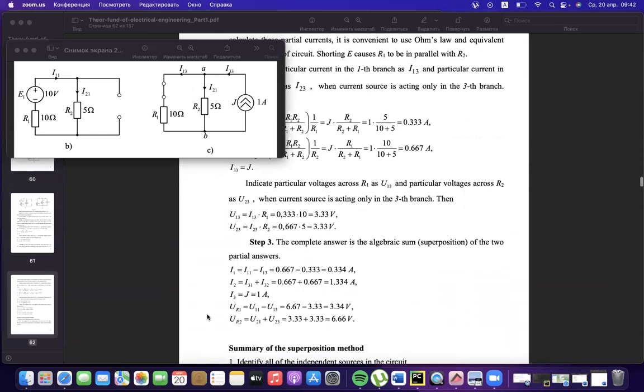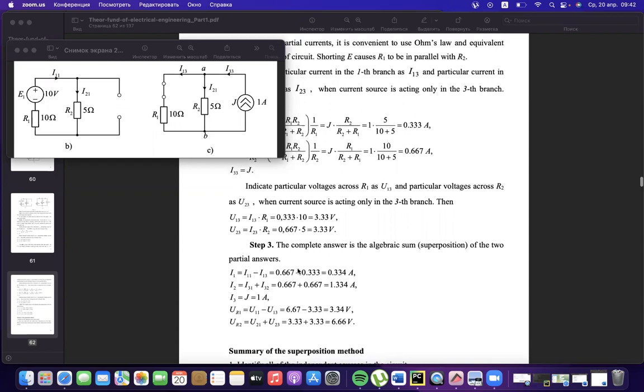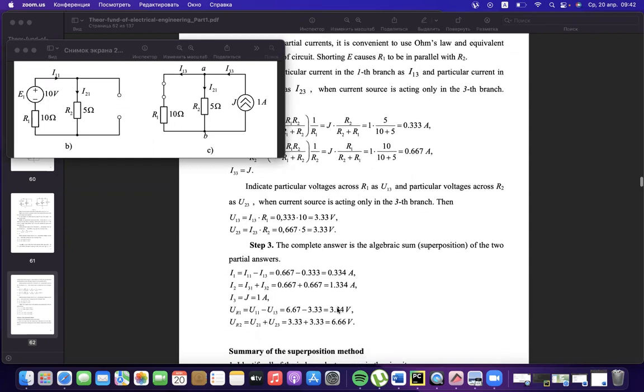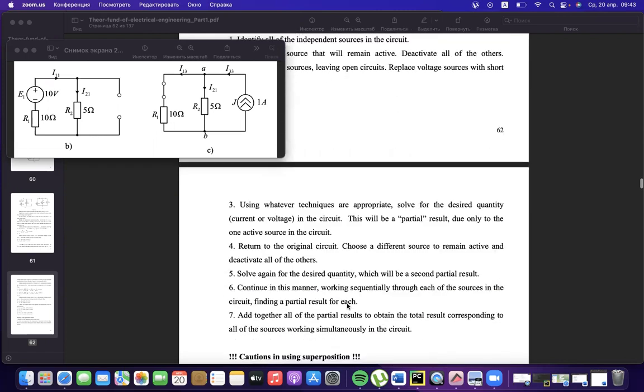The same about voltages. We could add voltages on each resistor depending on the direction. For the first resistor, 1 voltage has opposite direction because of opposite direction of current, and we obtain 3.3 volts. And on the second resistor, R2, in total, we have 6.6 volts. After adding, we are obtaining 10 volts of total voltage on both of these resistors.